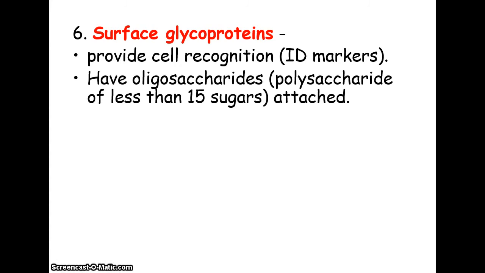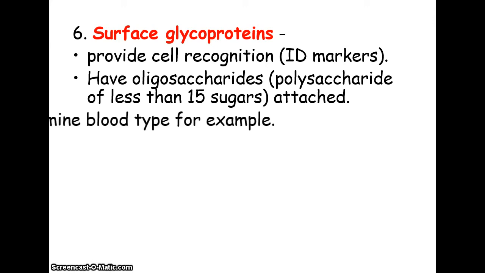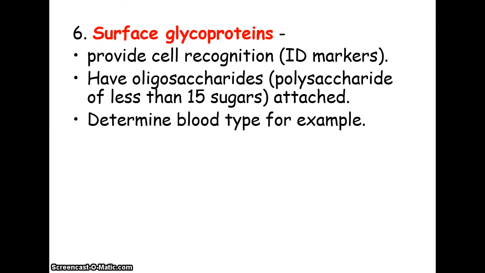Oligo means a few, because when we've talked about polysaccharides, we're usually talking about starch and glycogen, and these are like 100 sugars long, really, really big, bulky things. Oligosaccharides are just a little short chain, but these are really important because these are ID markers. And that kind of a protein, for example, determines your blood type. If you have a marker that's called A, your blood type is A. You have this actual marker on your red blood cells.